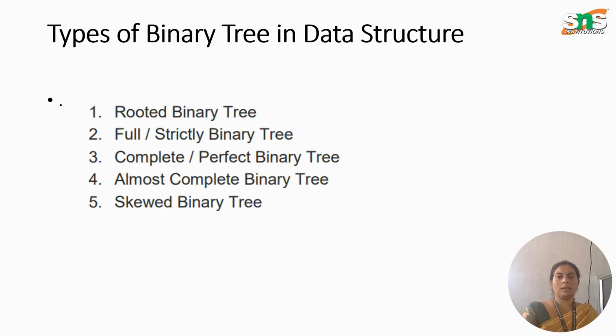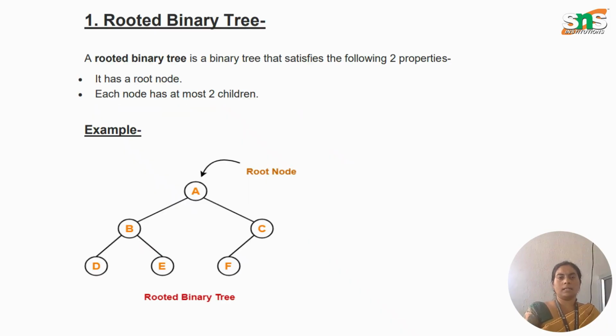The types of binary tree in data structures are the rooted binary tree, fully binary tree, complete binary tree, almost complete binary tree, and we have skewed binary tree. A rooted binary tree is a tree which satisfies the following two properties. The first one, it has a root node, and then each node has two children. So the rooted binary tree should have two children, left child and right child.